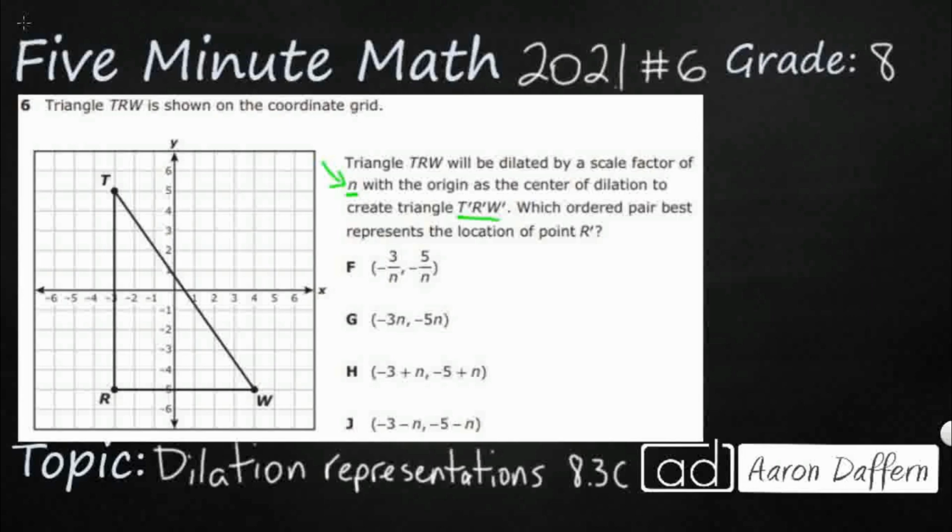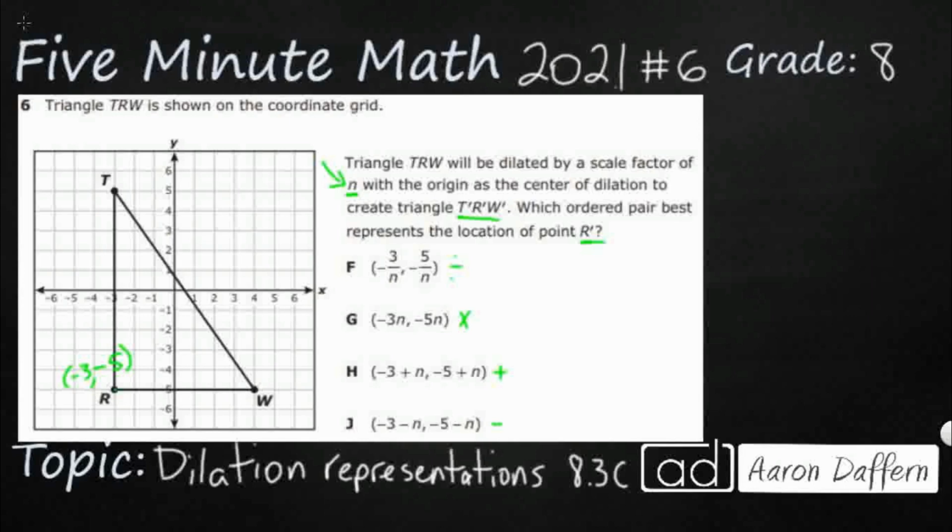So we need to find an ordered pair that best represents the location of point R prime. Well, first, let's find what R is. All right, so R is -3, -5. So we've got -3, -5 in all of our answer selections. We cannot eliminate any of them like that. Look what we're doing with n. We are either dividing by n, multiplying by n, adding n, or subtracting n. So we're just going to throw all 4 operations at you. So that doesn't help you either.